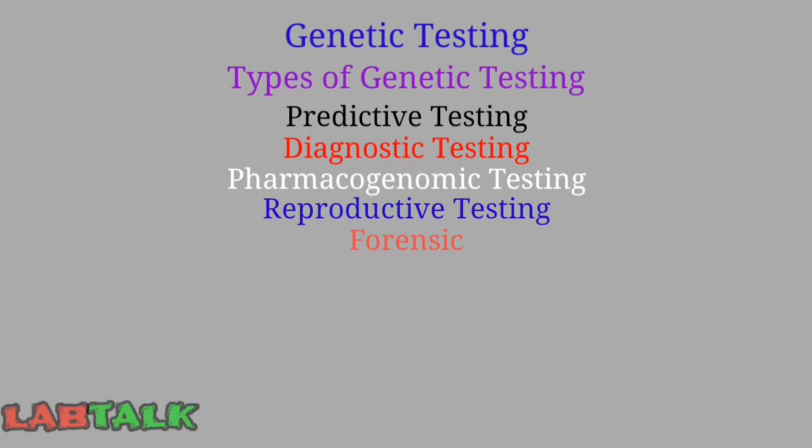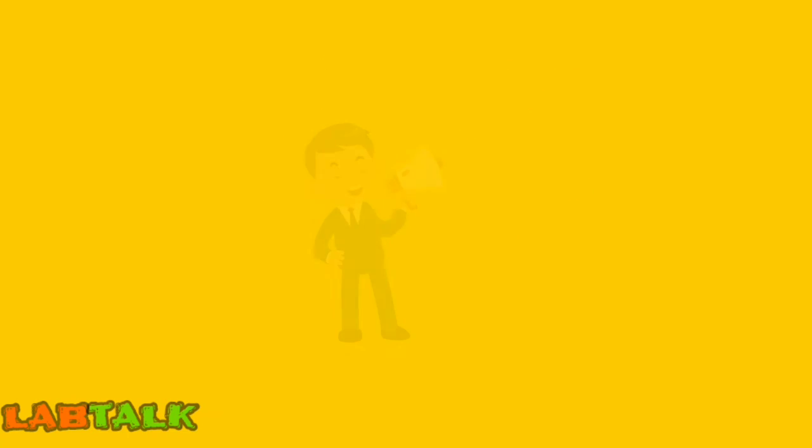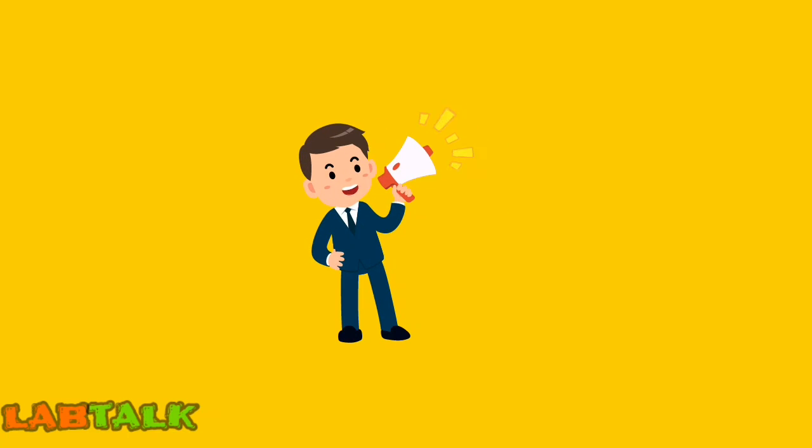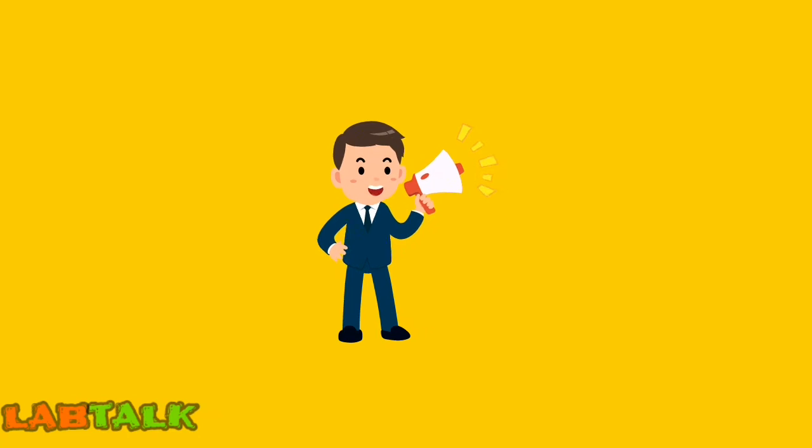The next is forensic testing, which is carried out for legal purposes and can be used to identify biological family members, suspects, victims of crimes, and to identify individuals during disaster times. So here we have seen in brief the introduction to genomics, the types of genetic testing available, and the conditions when genetic testing can be carried out.